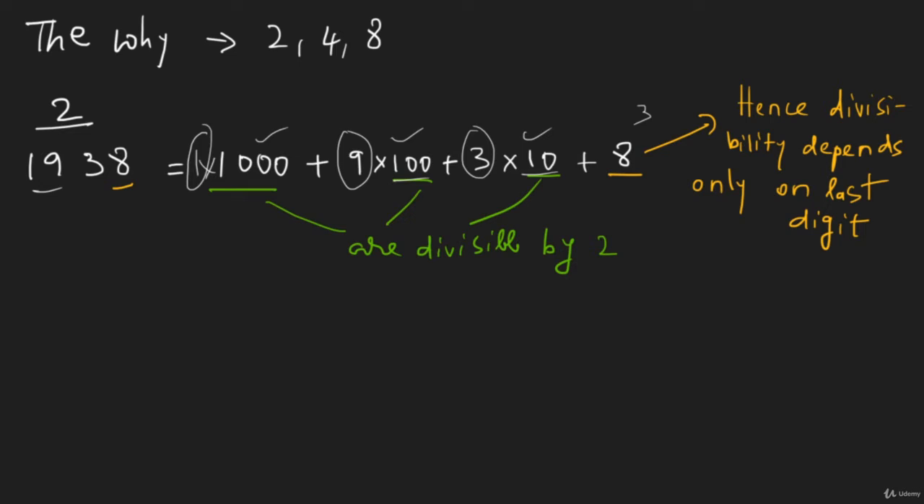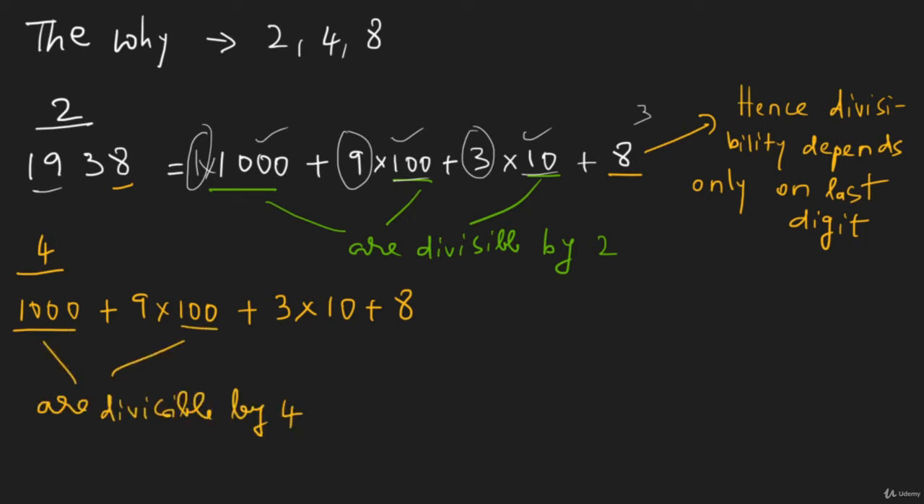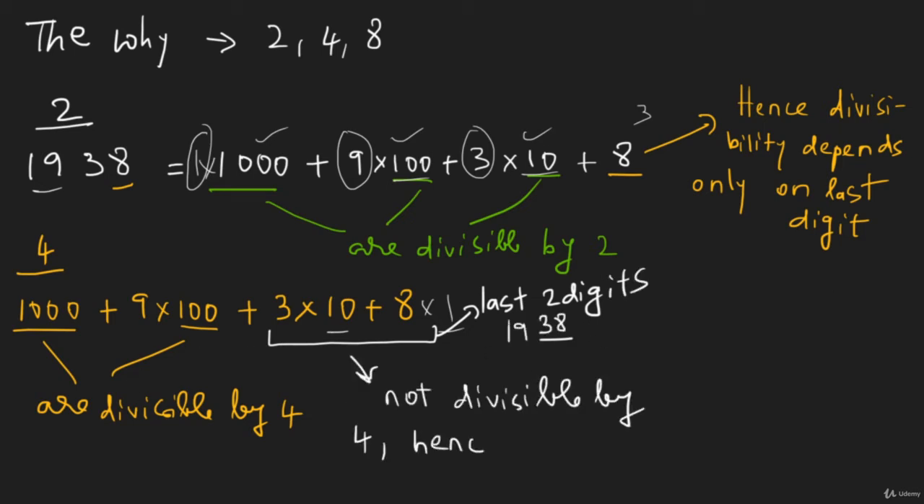Alright, now let's extend this logic to 4. Let's write the expanded form of 1938. So this is the expanded form of 1938. We can observe that 1000 and 100 are divisible by 4. 10 is not divisible by 4 and 1 is not divisible by 4, right? So these two place values are not divisible by 4. That's why when you want to check the divisibility by 4, you need to check the last two digits. In this case, the last two digits is 38. Because 38 is not divisible by 4, hence 1938 is not divisible by 4.